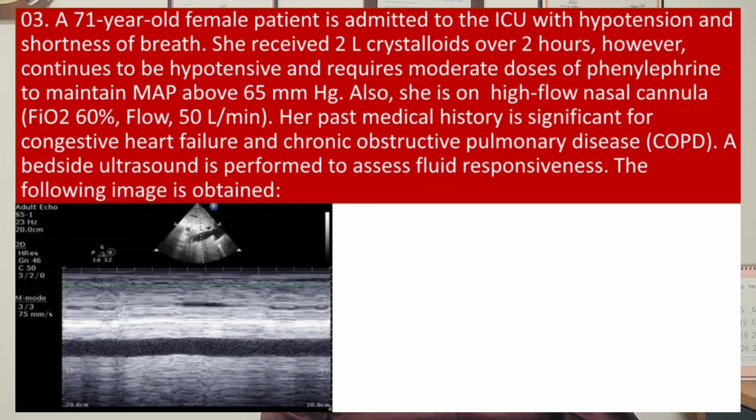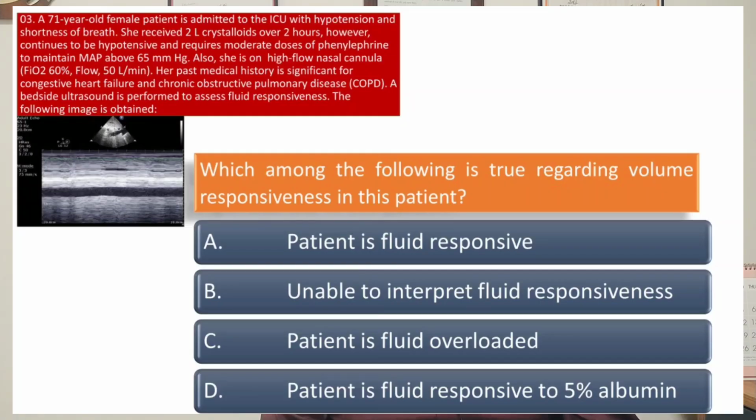So, this is the image. Now, which among the following is true regarding the volume responsiveness in this patient? A. Patient is fluid responsive. B. Unable to interpret fluid responsiveness. C. Patient is fluid overloaded. Or D. Patient is fluid responsive to 5% albumin. So, what should be the correct option over here?